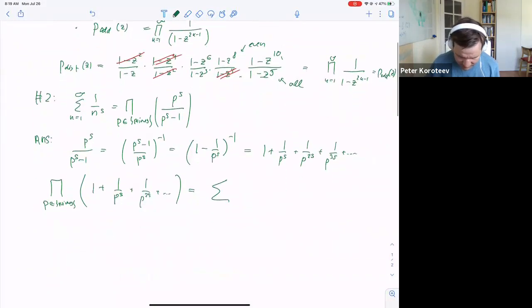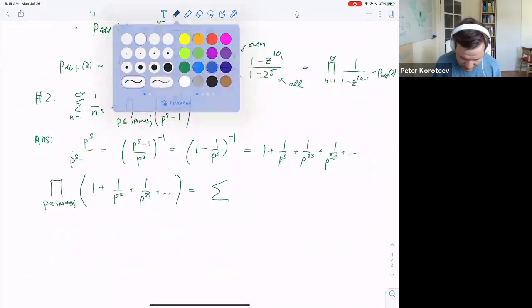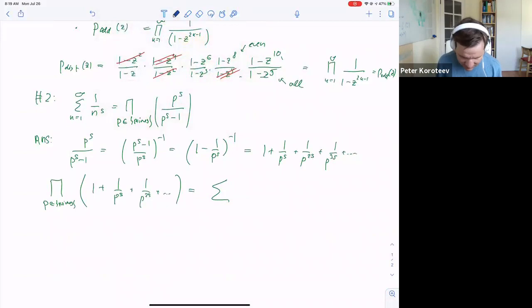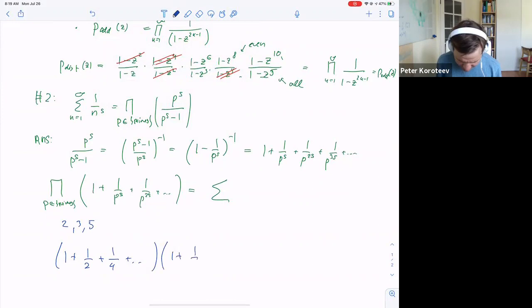If you are not convinced, it would make sense to do an example. So which prime numbers do we know? 2, 3, 5. It would look like this: 1 plus 1/2 plus 1/4 plus etc., multiplied by 1 plus 1/3 plus 1/9 etc., multiplied by 1 plus 1/5 plus 1/25.